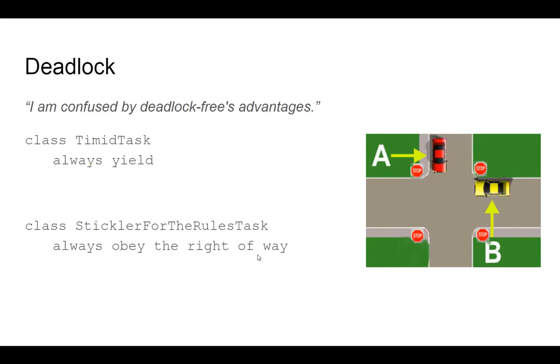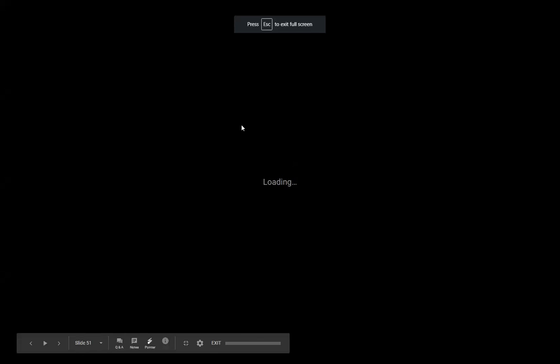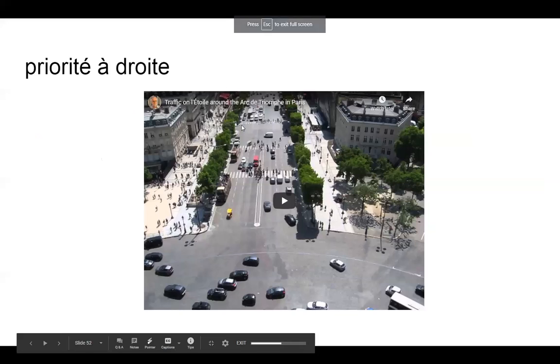And then we have another task, which is the stickler for the rules. They're like, I will always obey the right of way. If you ever get a situation where the timid task has the right of way and the stickler for the rules will never go, then you're just going to be stuck forever. And so that is a liveness problem. That's a way to think about it: you're in a situation where no one's ever going to progress, and that's referred to as a liveness problem. So I should probably relabel this liveness right now. It's a liveness problem, and you're in big trouble.